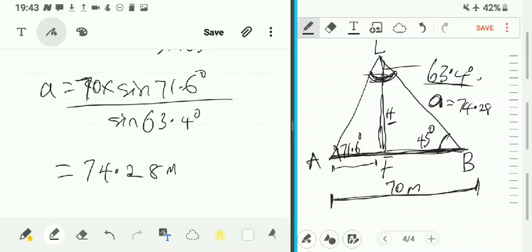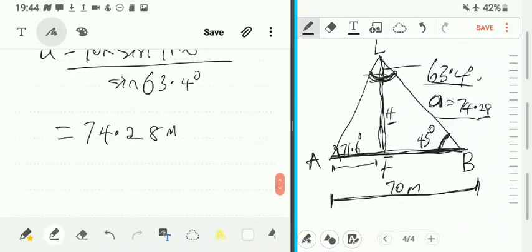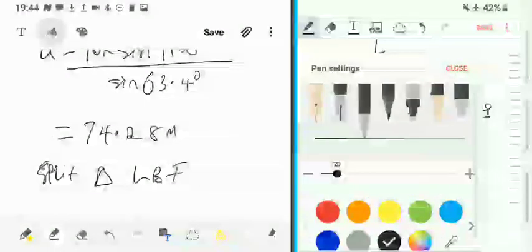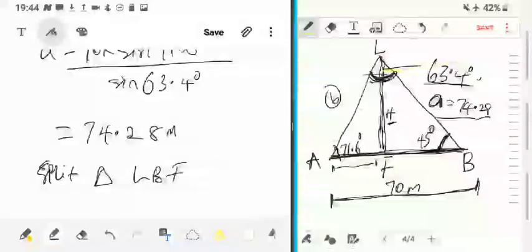Okay, so now that I have this side and this angle, I can use SOHCAHTOA easily to get this H. If you like, you could have solved for this side, which will correspond to B here. But I just decided to use this. There are so many ways to solve in mathematics. Just know what you are doing. So let's split triangle LBF apart. So look at what I'm splitting now. I want to split this.